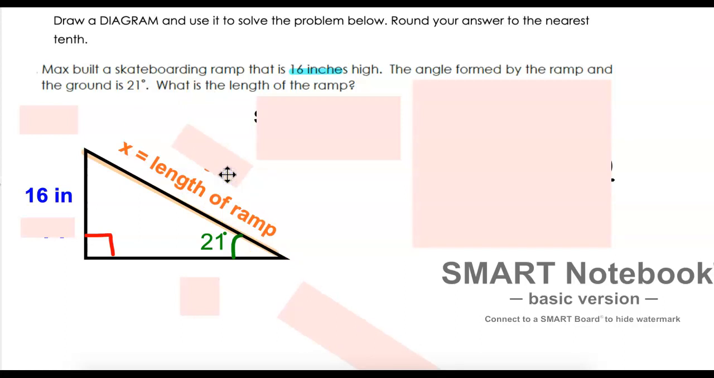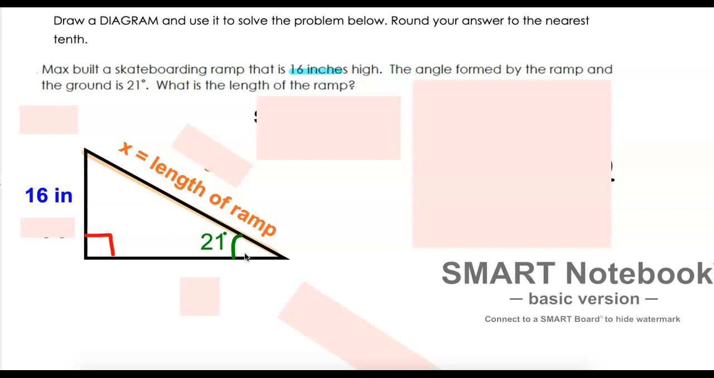So we took the information from the reading and we put it on the picture. The ramp is 16 inches high. The angle the ramp forms with the ground is 21 degrees. And we don't know the length of the ramp, so we're going to use our variable x to represent that. Now that we have all the information from the problem on our picture, we're going to figure out which trig function we need to use.